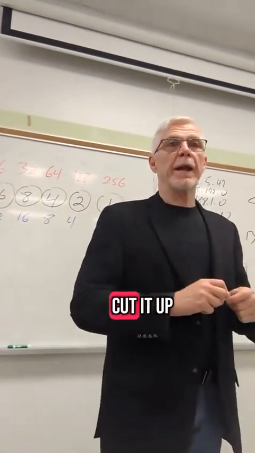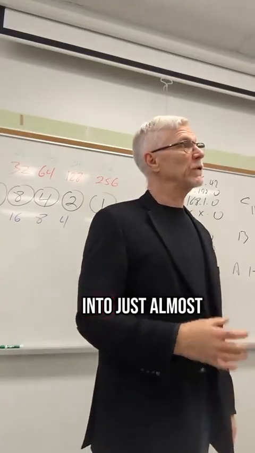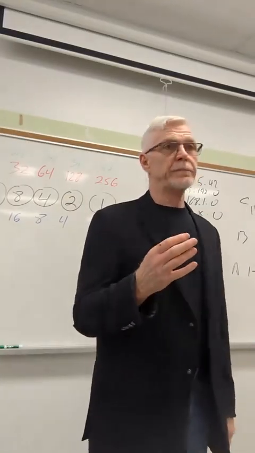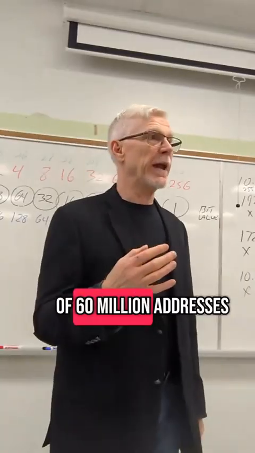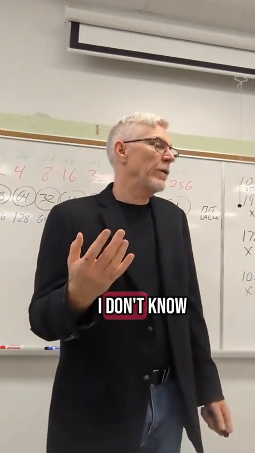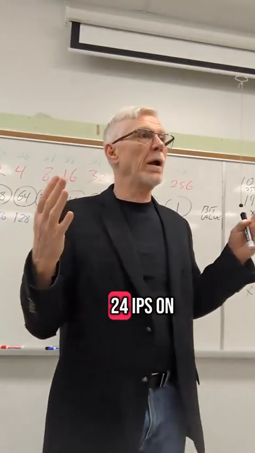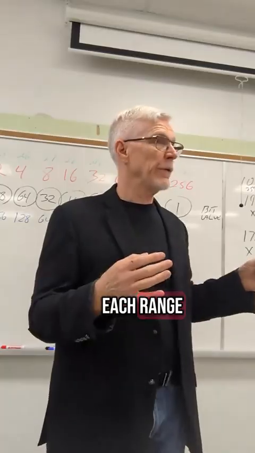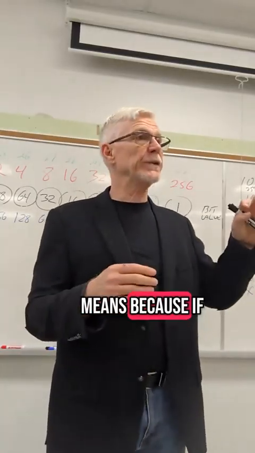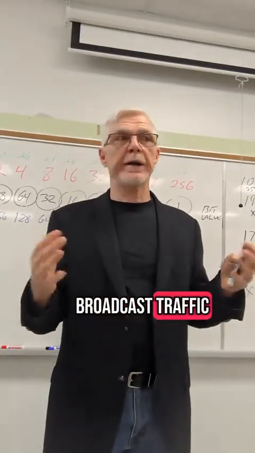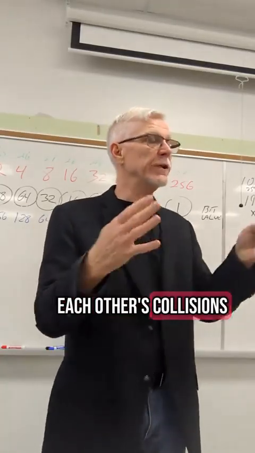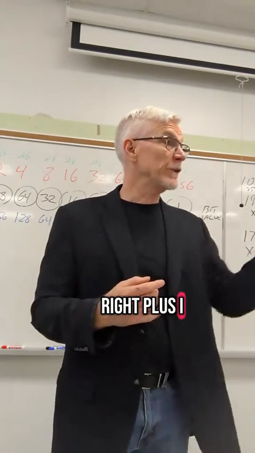What they've done is cut it up almost into a Class C. Instead of 60 million addresses, they have like, I don't know, 16,000 subnets, each of them with 1024 IPs on each range. This is good for us. If you remember with broadcast traffic, if everybody's talking, everybody can see each other, there's collisions, there's problems, right? Plus I can scan you.